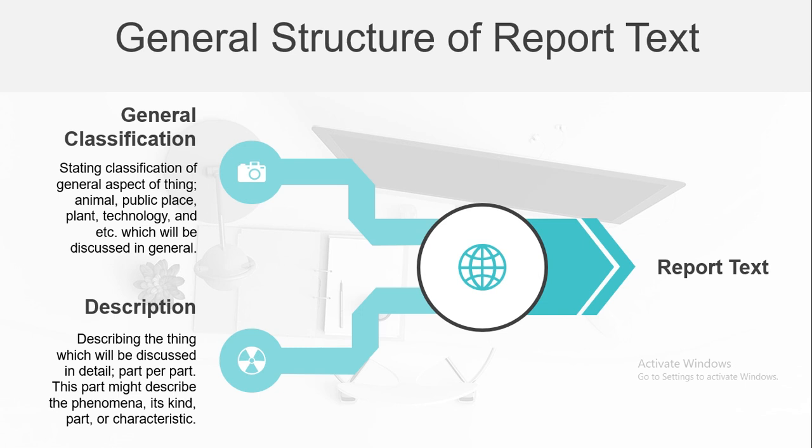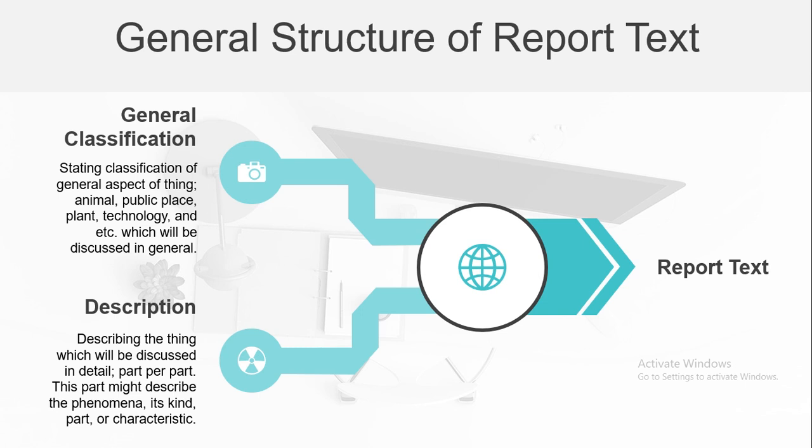So actually, if you are looking at the report text or you want to make a report text, you have to be aware of the general structure atau struktur bahasanya itu seperti apa. What should you write first and then next? Okay, so there are only 2 general structures of a report text. It's very simple. The first one is the general classification atau klasifikasi secara general. Kalian ngomongin apa secara generalnya? Temanya apa? And then the second is description.